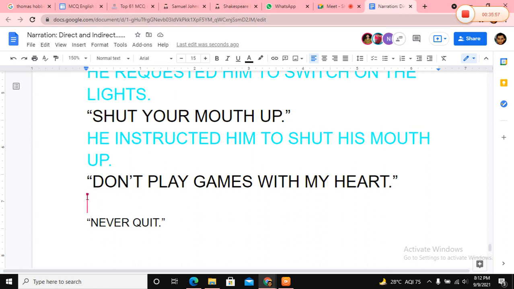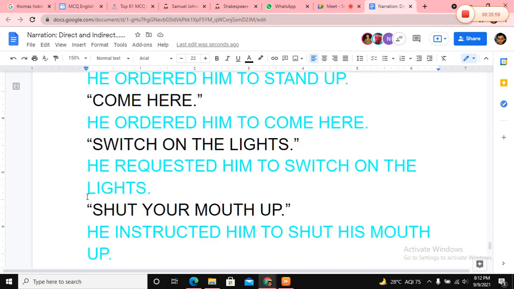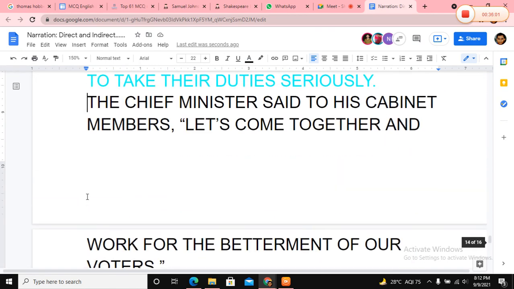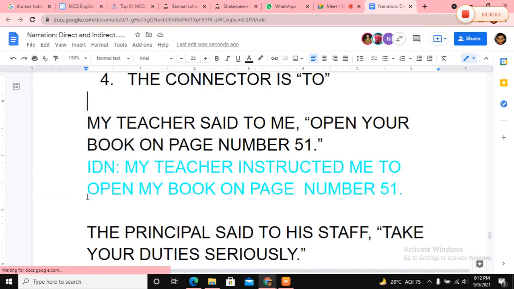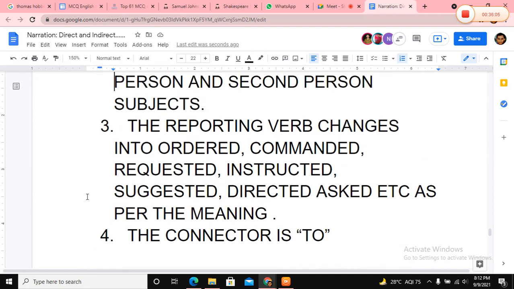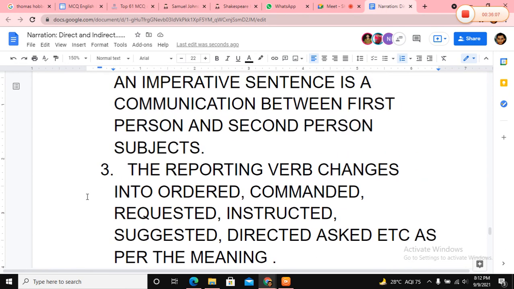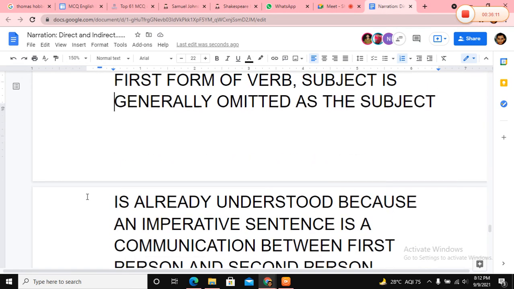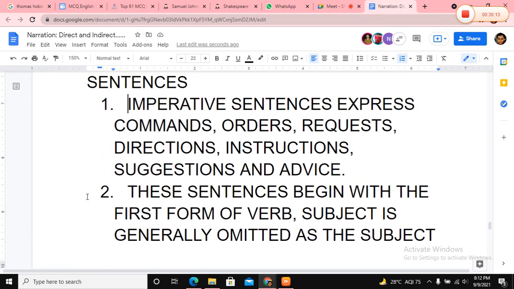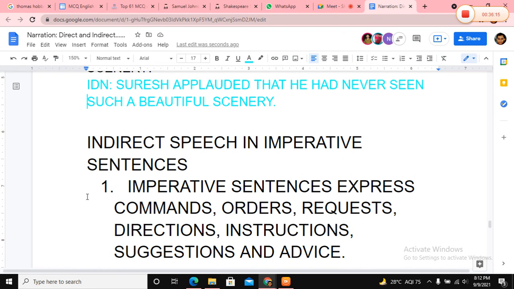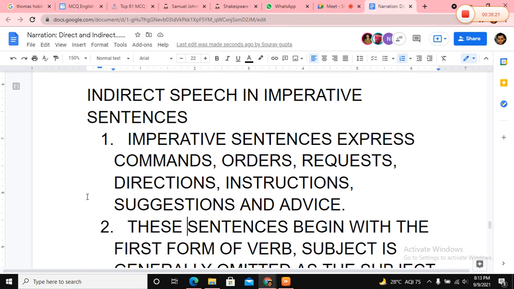He instructed, let me go back and see, check your answers first, then I move on. So have you got the rules, Nitesh, Nishant and Saurav, have you got the rules of this imperative sentence? Yes, sir. Fine. So then just apply the rules and solve the sentences.